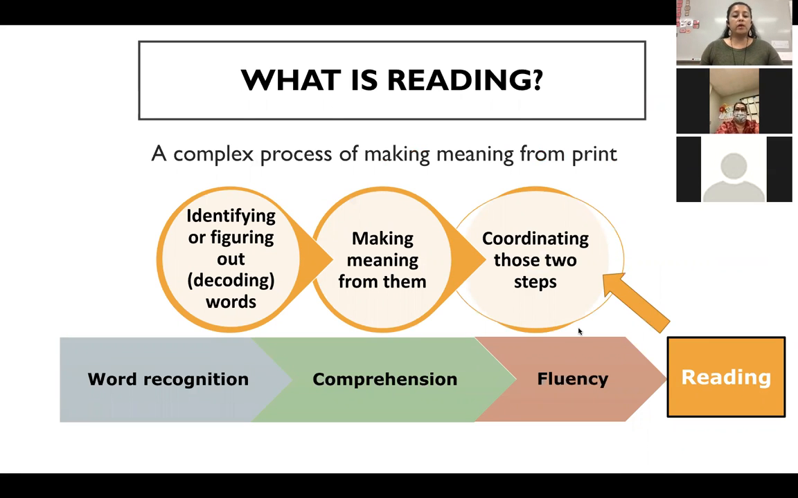First of all, we want to go into what reading is. It's a complex process of making meaning from print. We've got word recognition, can they identify or figure out the decoding of words? And then we also want the comprehension, where they're making meaning from them. When you combine word recognition and comprehension, we get fluency as well, where you're coordinating those two steps to make the reading part.